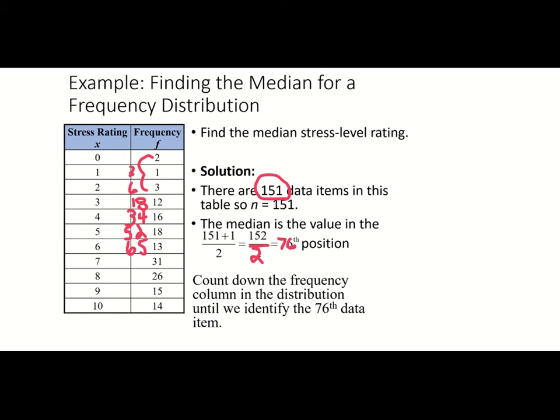And then if I take 65 and I add my 31 to it, that gives me 96. So that means that from 65 all the way through 7s is 96 spots, but I only need the 76th spot. So that means that 7 right here, that 76 is going to be within that 31. So 7 is my median for this frequency distribution chart.